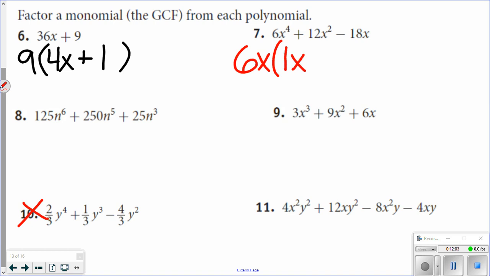4 minus 1 is 3. Plus 12 divided by 6 is 2. X, 2 minus 1 is just 1. Minus 18 divided by 6 is 3. And then we have x divided by x, right? I have 1x and I'm pulling out the x, so I'm not left with any x's in the last part of that answer. So it's just minus 3 and end your parentheses.